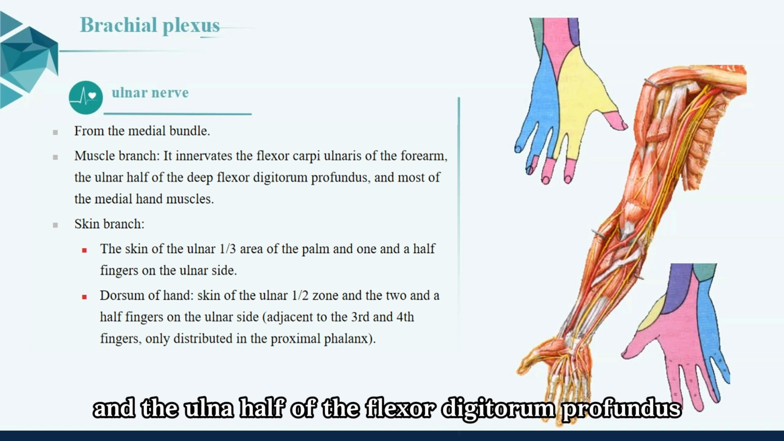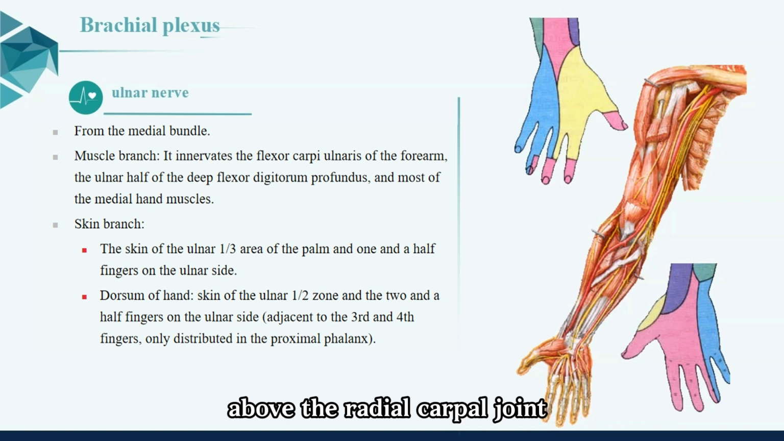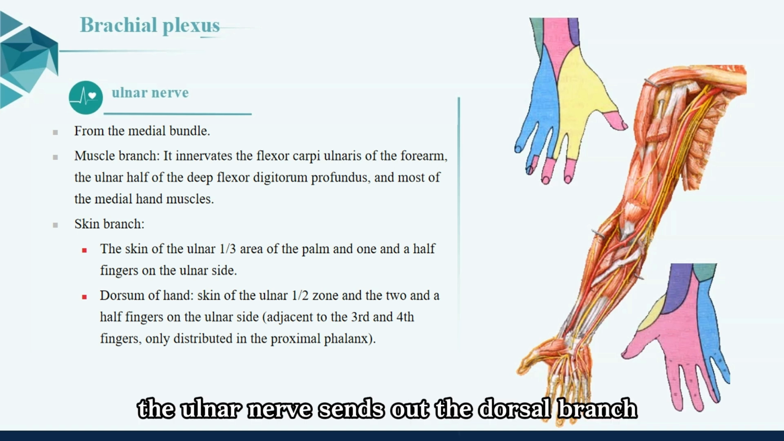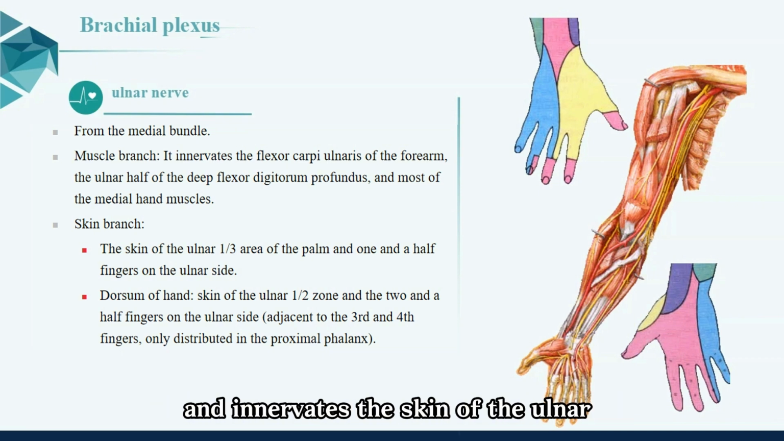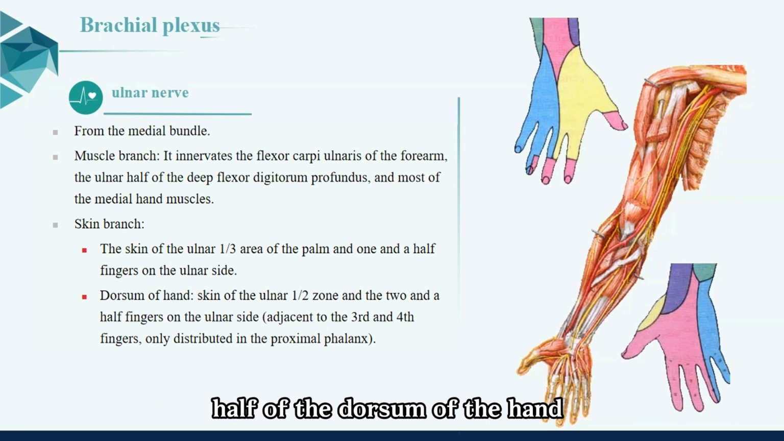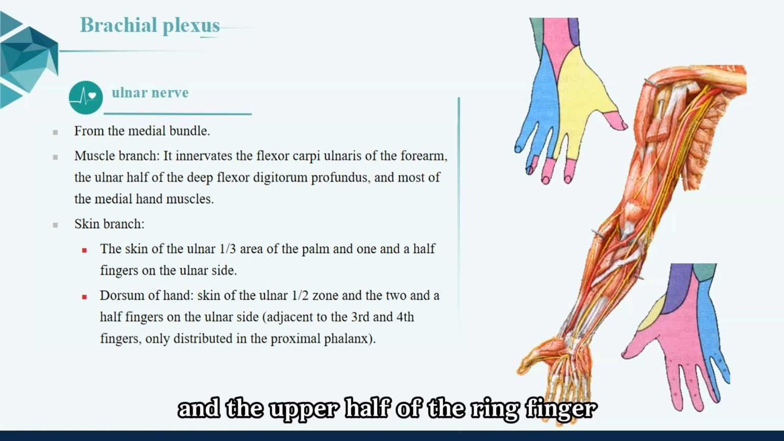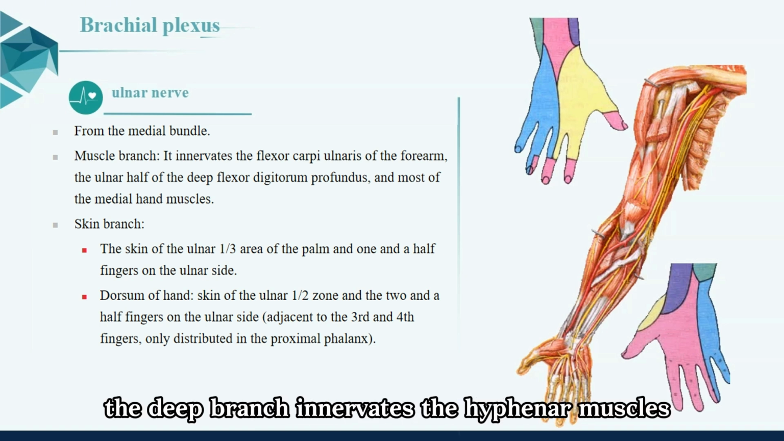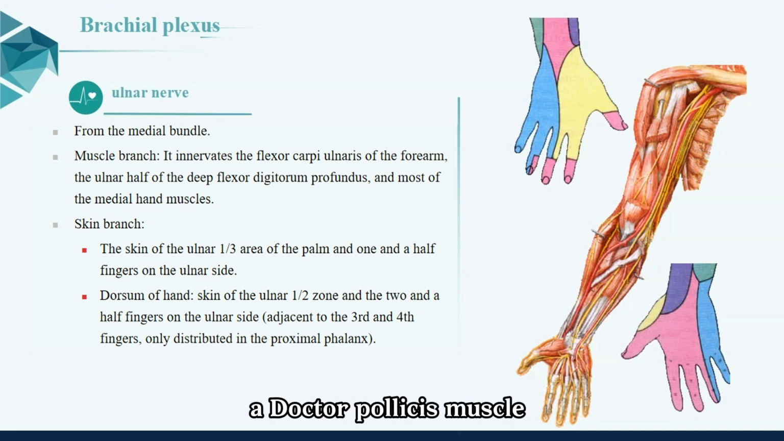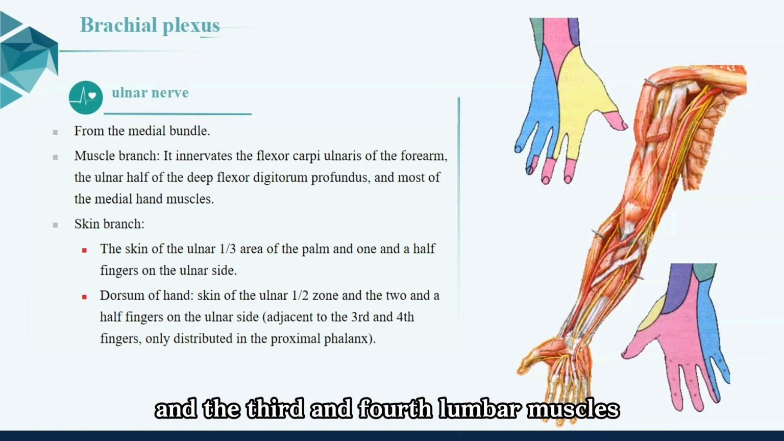flexor digitorum profundus. Above the radiocarpal joint, the ulnar nerve sends up the dorsal branch, which turns to the dorsal side of the hand and innervates the skin of the ulnar half of the dorsum of the hand and the dorsal skin of the ulnar 2.5 fingers, hypothenar eminence, the little finger, and the ulnar half of the ring finger on the palmar side. The deep branch innervates the hypothenar muscles, adductor pollicis muscle, palmar interosseous muscles, dorsal interosseous muscles, and the third and fourth lumbrical muscles.